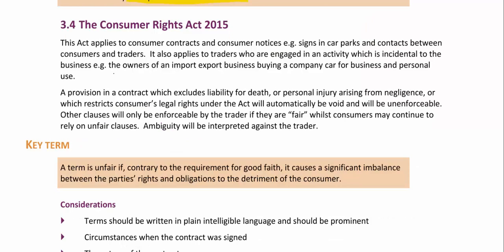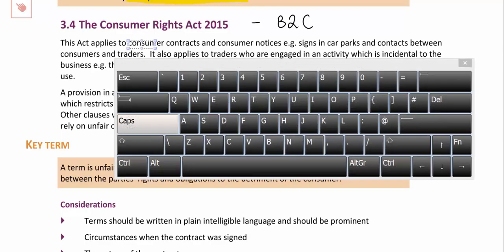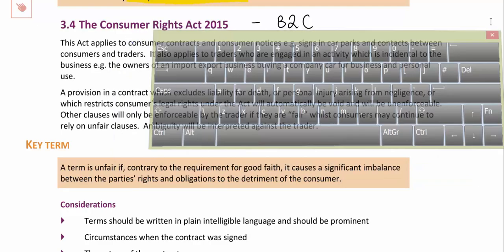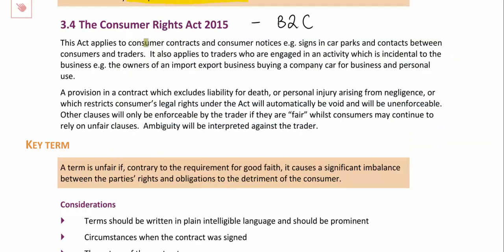Now, the next piece of legislation, the Consumer Rights Act, is slightly newer, and this applies to contracts which are B2C, business to consumer. And it's defined to apply to consumer contracts and consumer notices. And that's things like signs in car parks and things like that. Because this time we're looking at consumers rather than other businesses, you'll see the provisions are a little bit stricter.